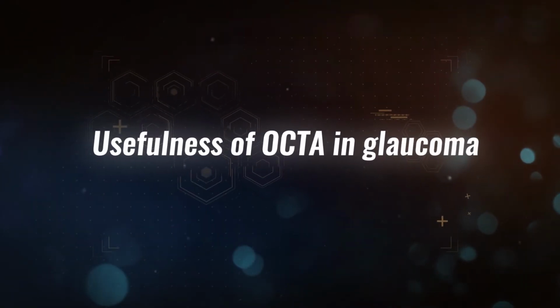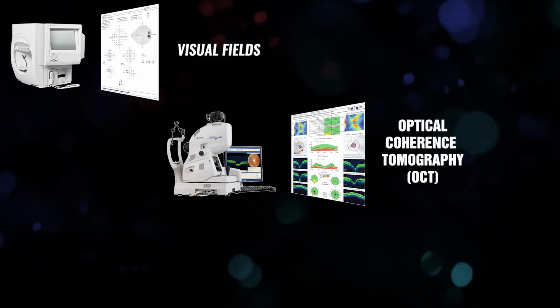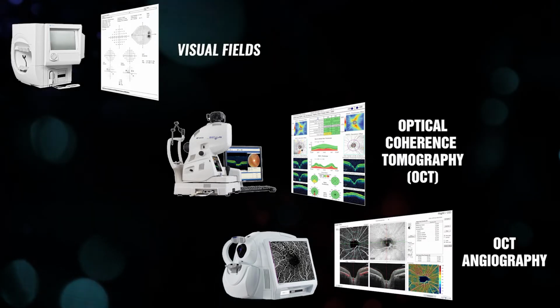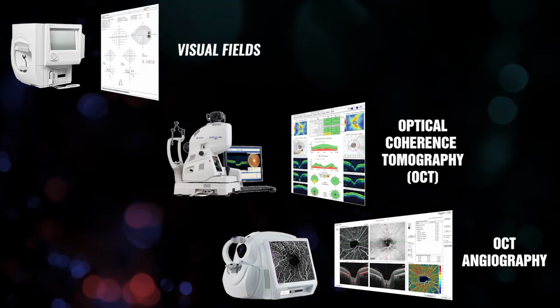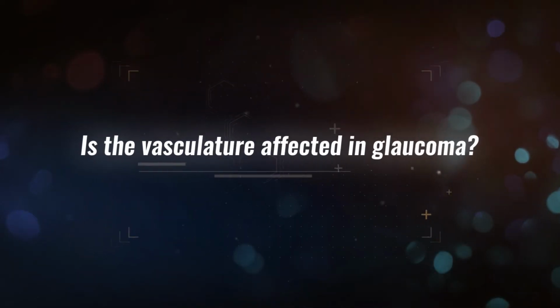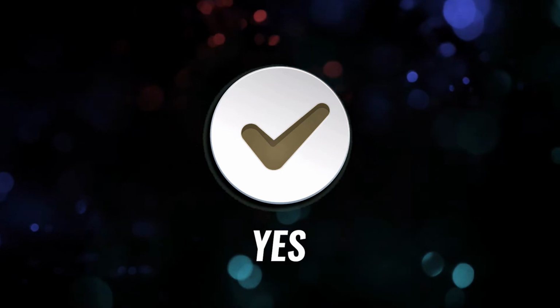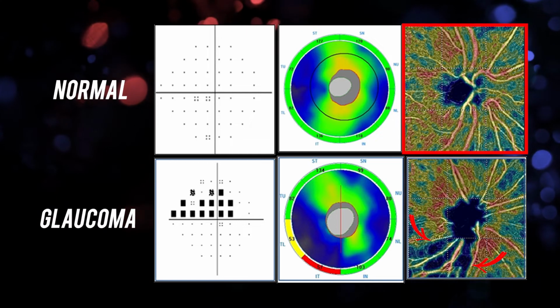Whenever a new technology is introduced, it is important to establish that it provides some additional information over the standard tests prior to use in our clinics. Hence, we have methodically evaluated the usefulness of OCTA in glaucoma patients by addressing the following questions. The first question we asked was, is the vasculature affected in glaucoma? And the answer was a resounding yes. Vessel densities are reduced in glaucomatous eyes when compared to healthy controls.